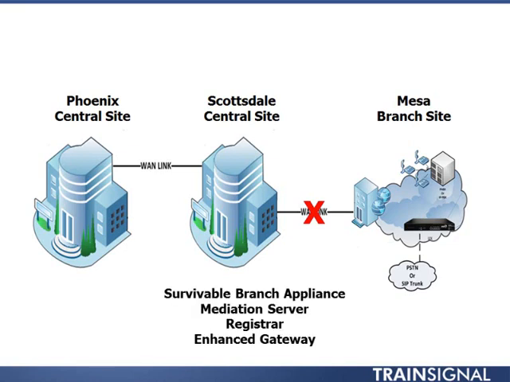So why does your client only have limited functionality out at the branch site in Mesa when your WAN link goes down? Well, that's because when you deploy an SBA, it has the mediation server role, it has the registrar role, and it also has an enhanced gateway built in. The role of the SBA is to make sure that your clients can still register and they can still make and receive phone calls in the case of an outage where you cannot connect over to your central site, which does have those application services in it.